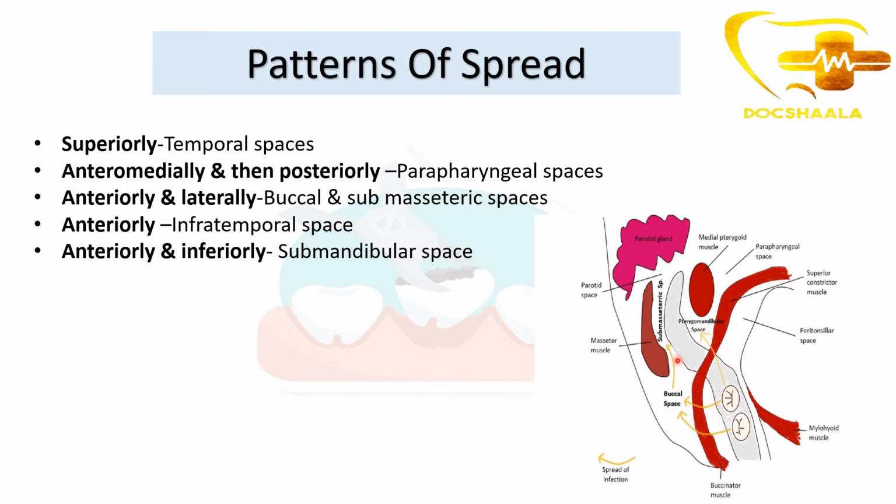and submasseteric spaces. Okay, so this is the submasseteric space and this is the buccal space. It involves the buccal and submasseteric spaces. Then anteriorly it involves the infratemporal space. We can see this in this image. And anteriorly and inferiorly it involves the submandibular space. Okay, so this is how the spread of infection is seen in pterygomandibular space infections.